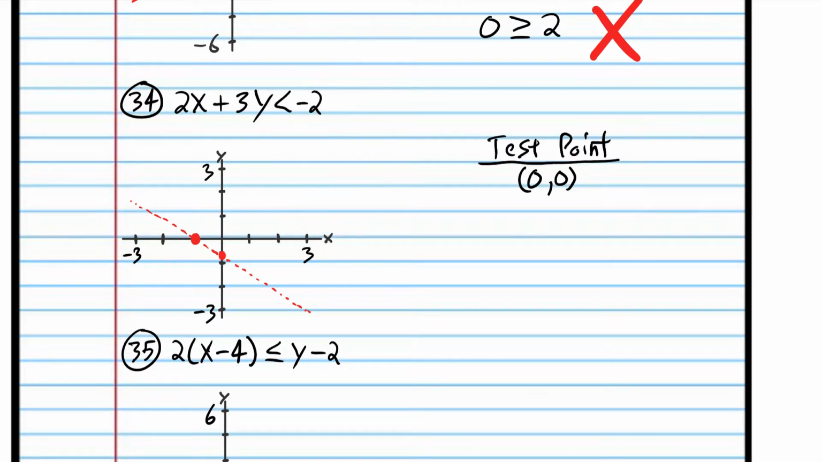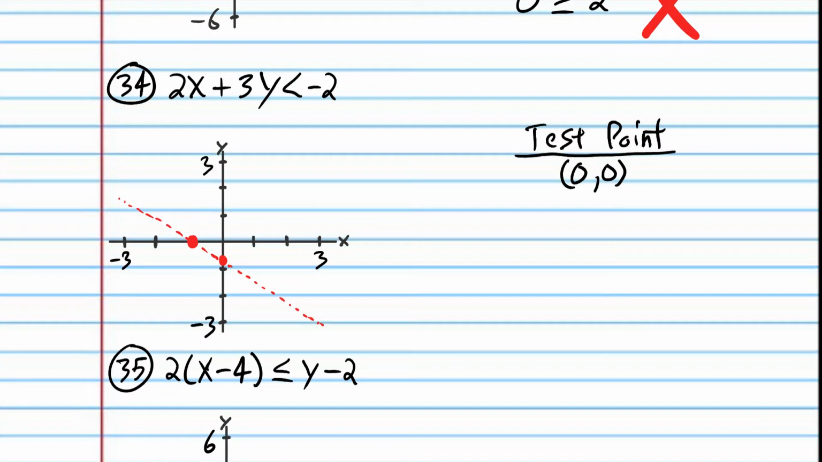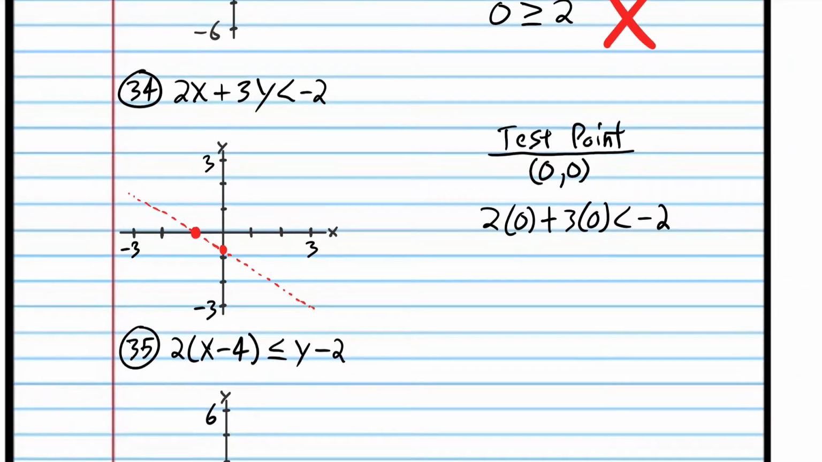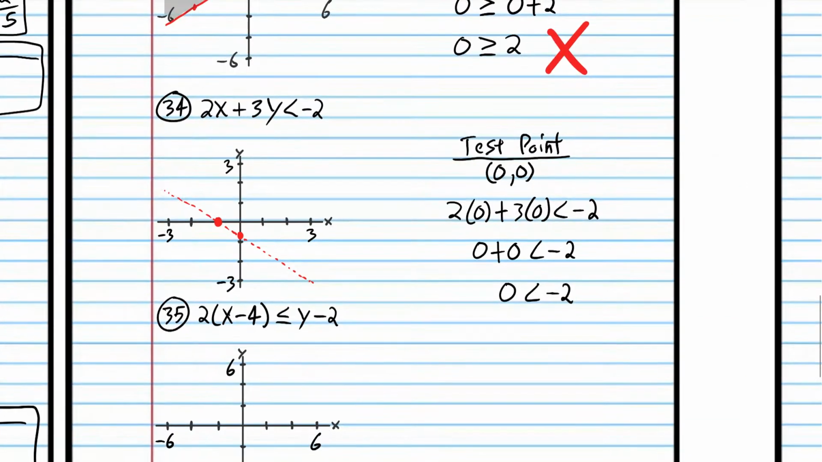So let's plug it into the inequality. 2 times 0 plus 3 times 0 is less than negative 2. We're going to see if that works. So we get 0 plus 0 is less than negative 2. 0 plus 0 is just 0. So the big question is, is 0 less than negative 2? And the answer is obviously no.